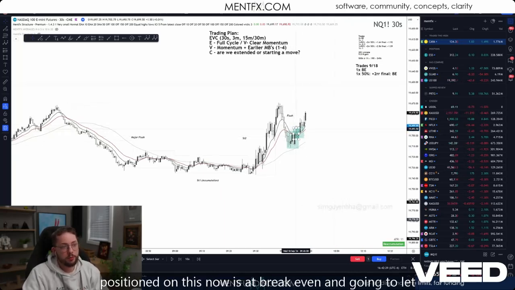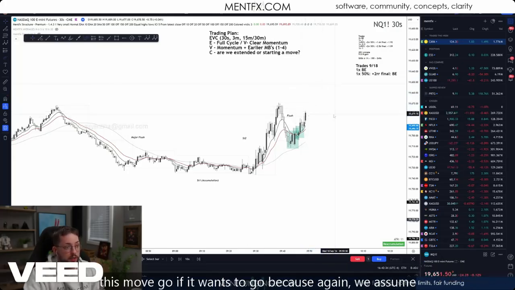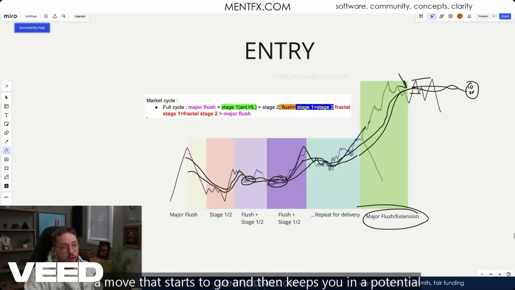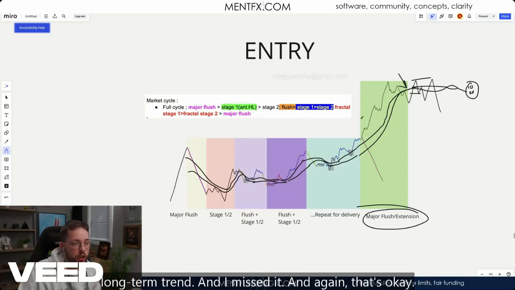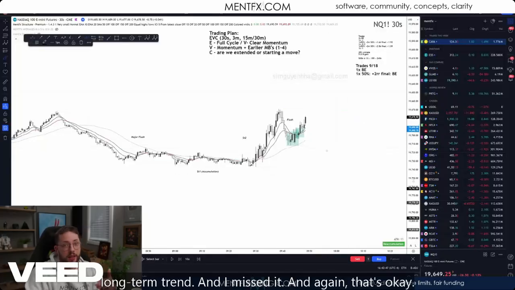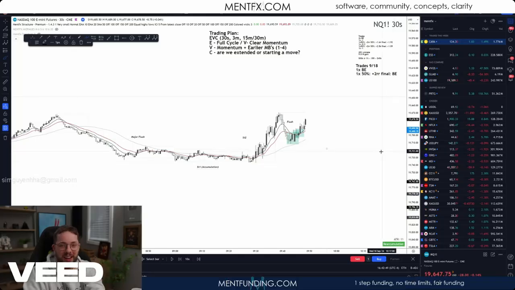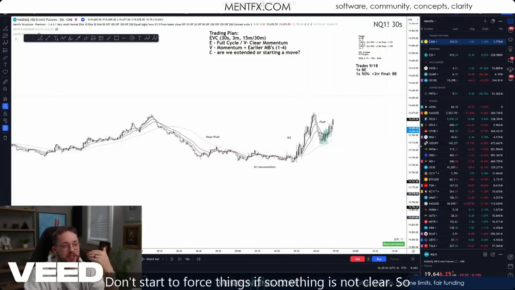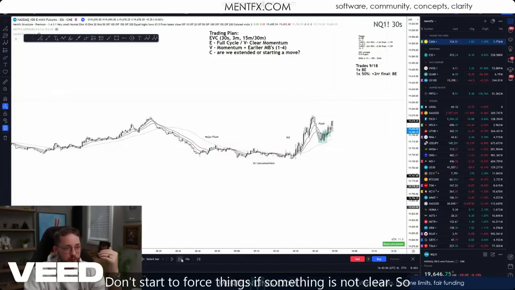So anyone that's positioned on this now is at break even and going to let this move go if it wants to go, because we assume we're probably here or here. So now comes a move that goes through a deeper flush out and then sets up again, or a move that starts to go and keeps you in a potential long-term trend. And I missed it, and that's okay. Learn to be patient and allow those moves to come to you. Don't start to force things if something is not clear.